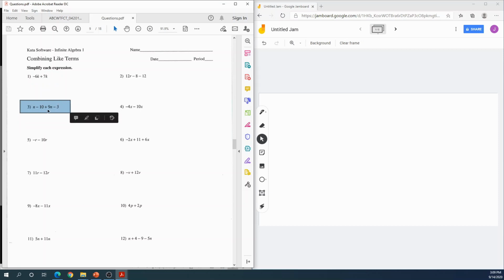Now if we want to, we can rearrange this expression to make it a little bit more clear. So we can go 9n plus n minus 10 minus 3. All I did here was rearrange all the variables, so I have my n's together and I have my numbers together. So 9n plus n is going to be 10n. Then minus 10 minus 3 is going to be a minus 13. So 10n minus 13.